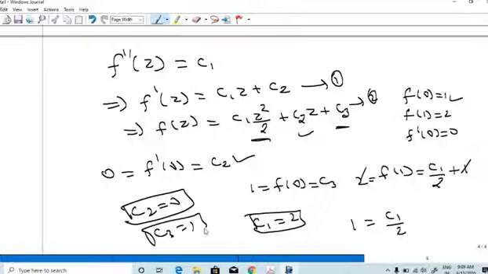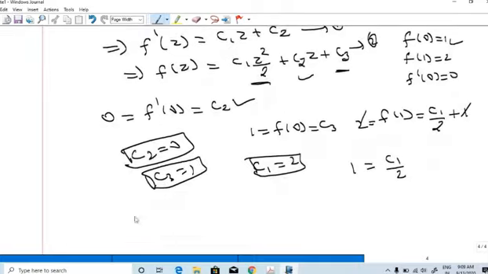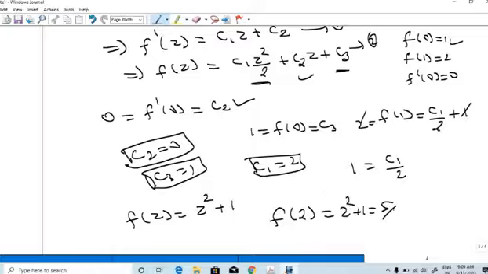Now substitute all the values in the second equation. We get f of z equal to C1, which is 2, so these 2 and these 2 cancel. Therefore we get just z square, and C2 is 0, and C3 is 1. So this is our f of z. Now, what is f of 2? The question is, what is the value of f of 2? Therefore 2 square plus 1 is nothing but 5. Therefore the value of f of 2 is 5.